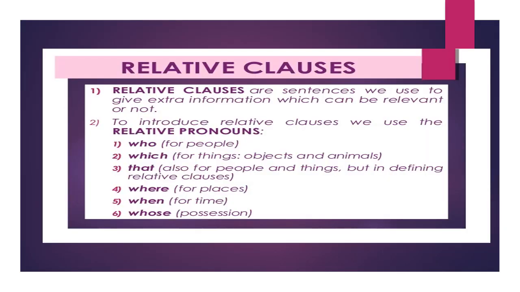The relative clauses are sentences we use to give extra information, which can be relevant or not. As we said, who for people, which for things, objects and animals, that for people, things, objects and animals, and where for places, when for time, and whose for possessions.